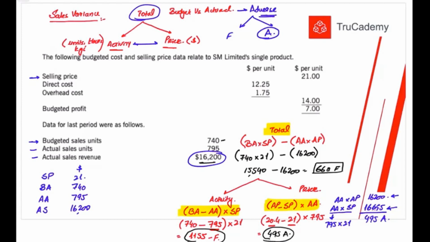Let's calculate the difference between them. Activity variance is 1155. It's a favorable one, so plus. The price one is 495 adverse. It's a bad one, so minus. The difference between these two should be the total. So 1155 minus 495, how much will we get? 660. And this 660 is a plus, so it's favorable.